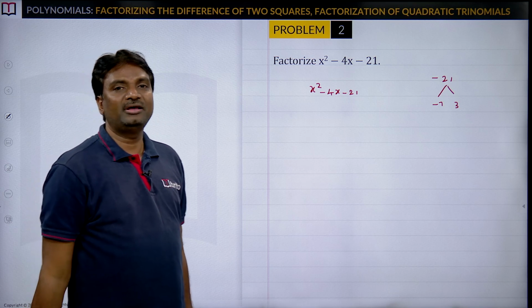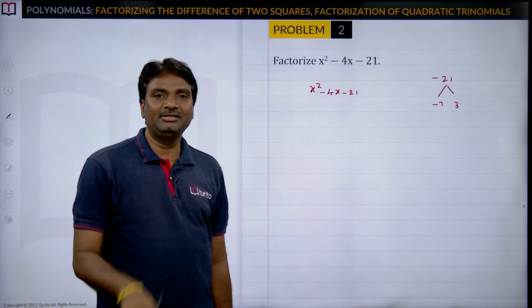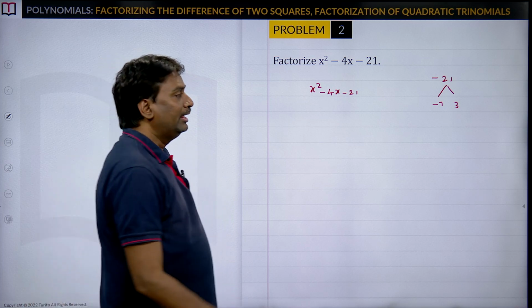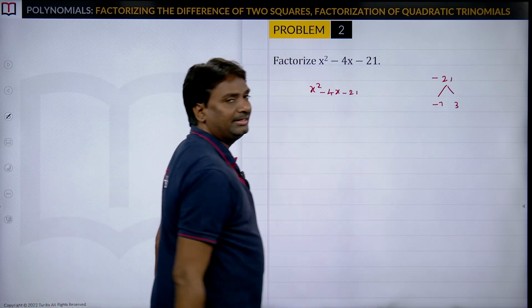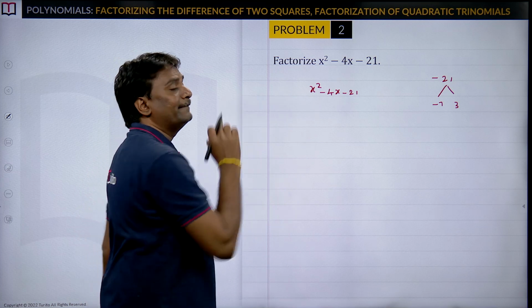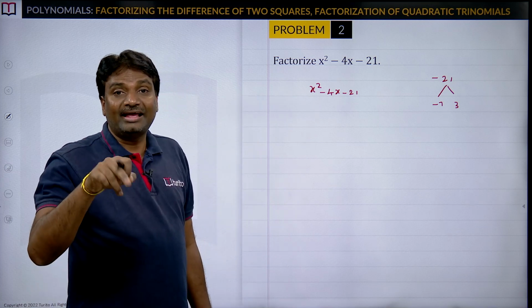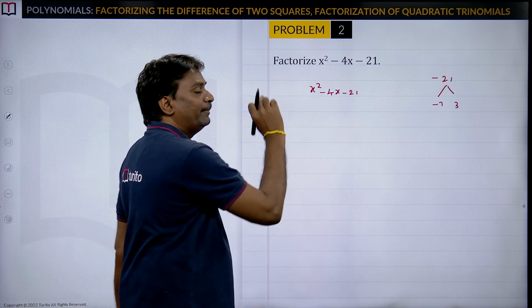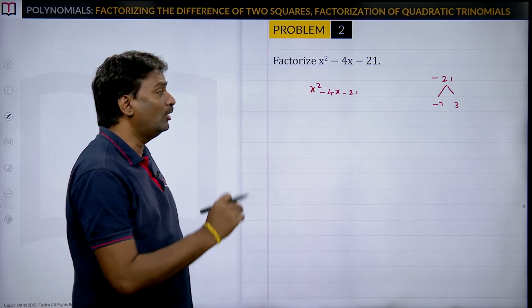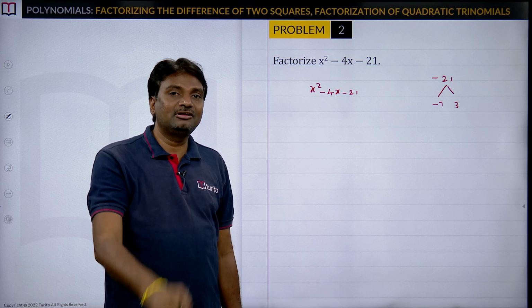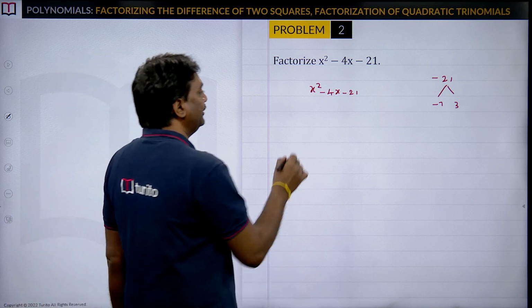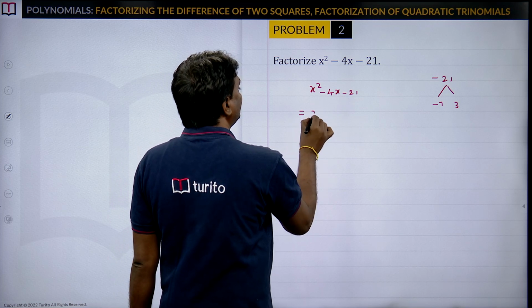Sir, why do not you write 7 into minus 3? Minus 7 into 3 is minus 21. 7 into minus 3 is also minus 21. If you write minus 7 and 3, minus 7 plus 3 equal to minus 4. If you write 7 and minus 3, 7 minus 3 equal to plus 4. So, since minus 4 is there, we have to take the factors of minus 21 as minus 7 and 3 only. According to that, we can write.